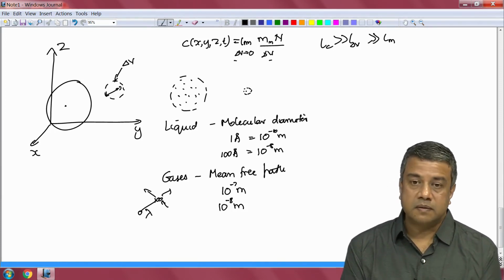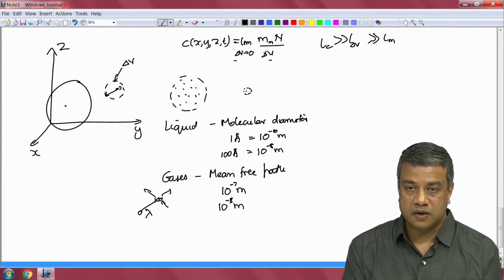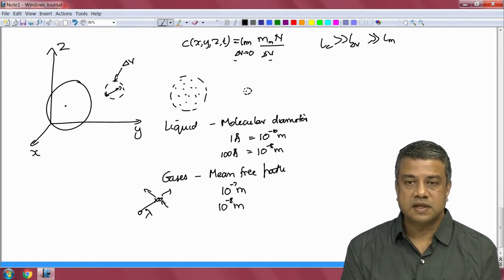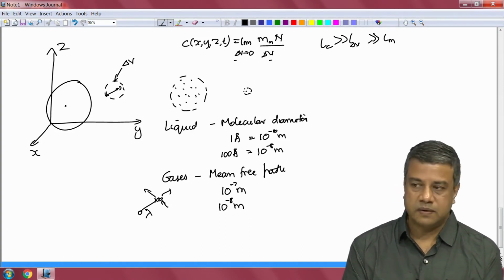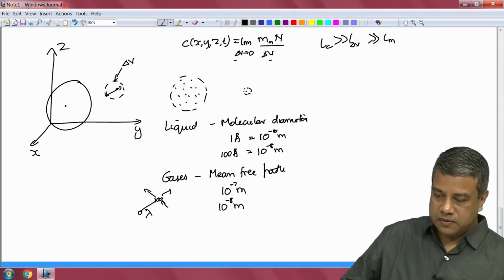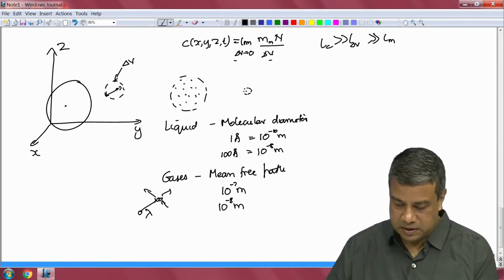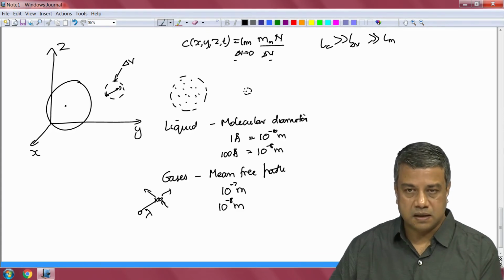So, if your system size itself is comparable to the molecular dimension, then you cannot use this continuum approximation. Only if your system size is very much larger than the molecular dimensions, you can define an intermediate dimension over which you can do a balance over a differential volume and derive equations for the conservation of mass, momentum and energy. So, this is the second continuum approach.